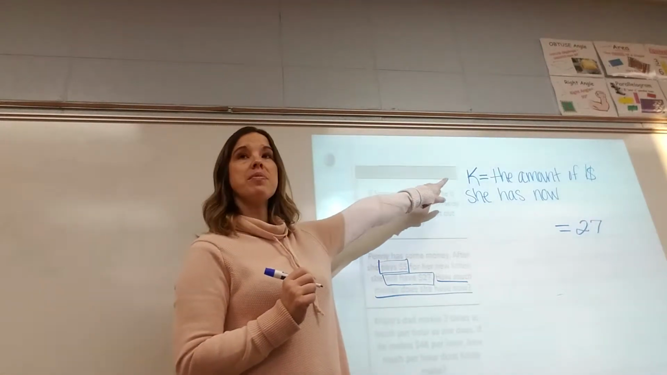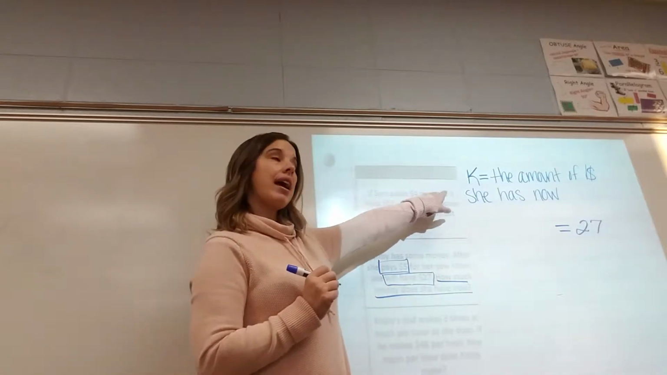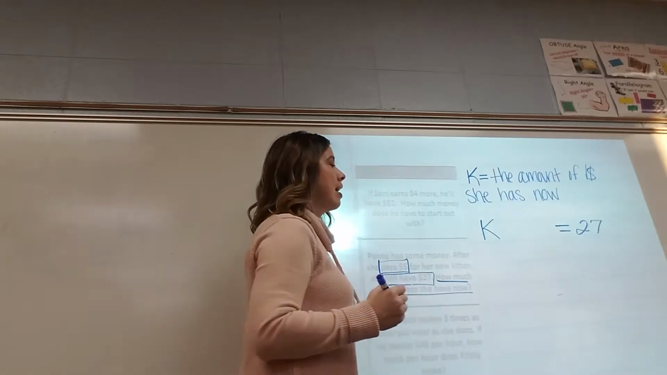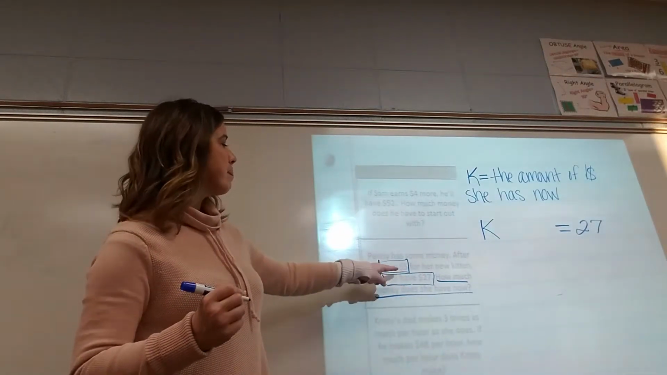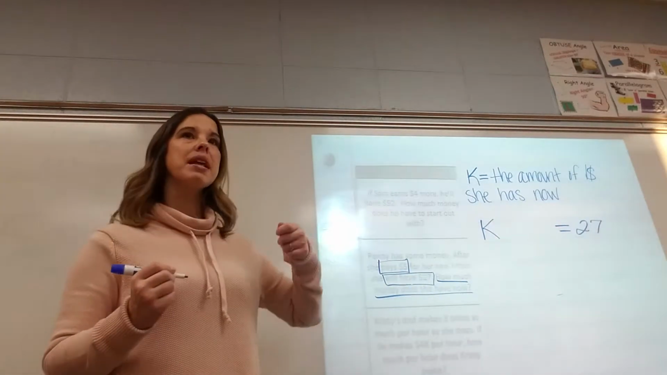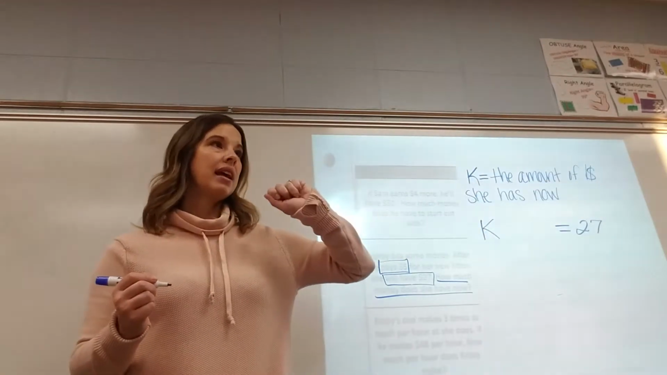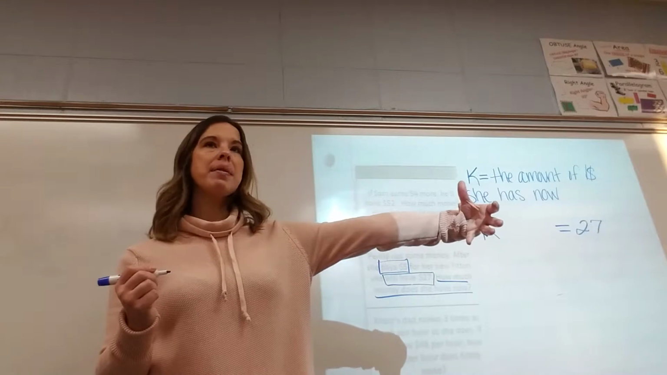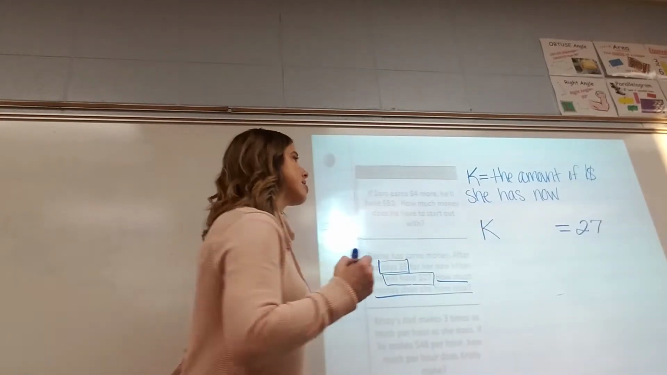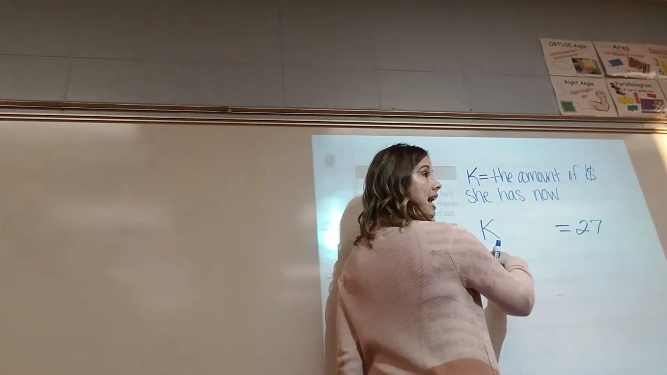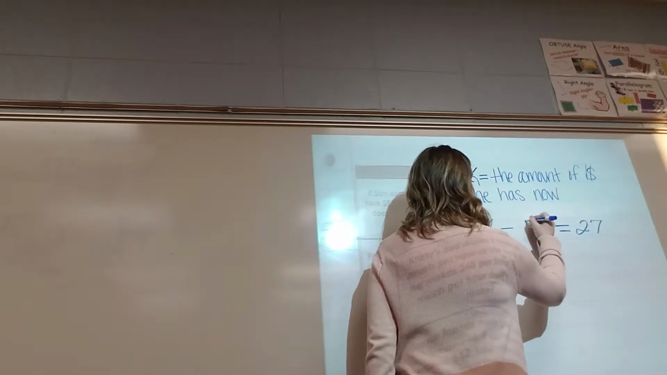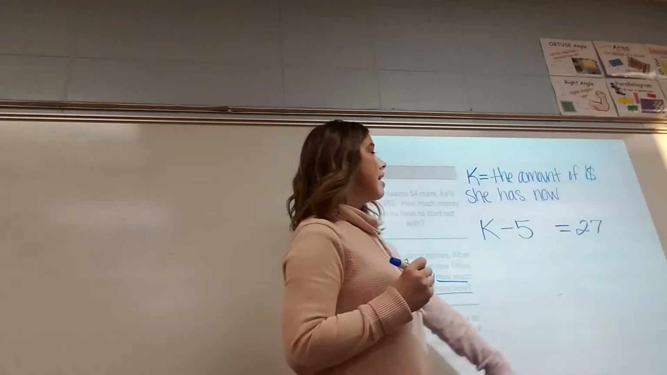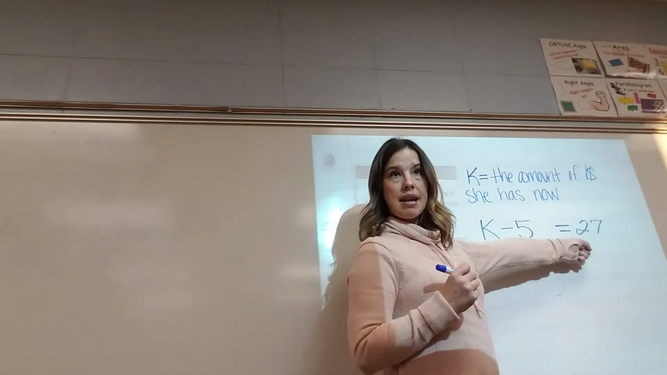K stands for how much money she has right now, right? Okay, so we've got K, and then after she pays $5. If I'm going to pay something, am I getting money or losing money? Losing. So I'll be subtracting. The amount of money she has right now minus the $5 that she pays for her kitten, then she'll be left with $27.